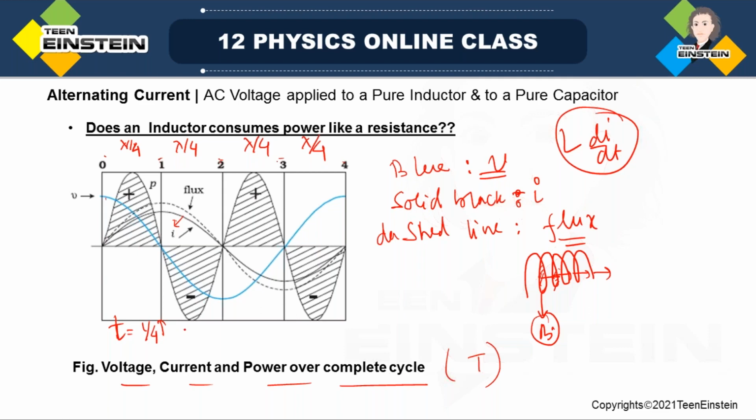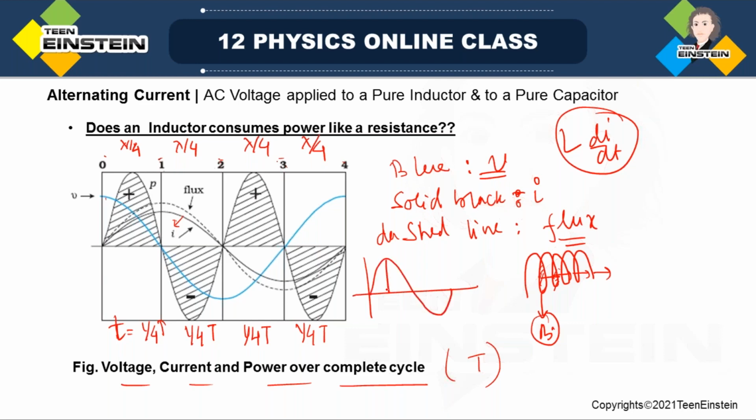1 to 2 is again 1/4 of the time period. Then 2 to 3 is another 1/4 of the time period, and the last one is also 1/4 of the time period. So we have divided the whole time period: 0 to 1 is a quarter of the time period, then 1 to 2 is another quarter, 2 to 3 another quarter, and 3 to 4 makes a complete cycle. I'll just show you here in a sinusoidal curve.